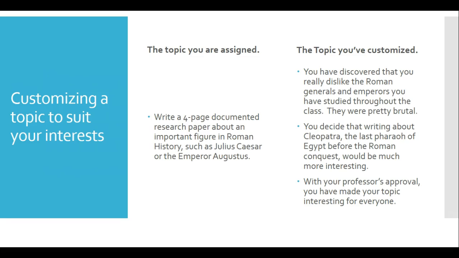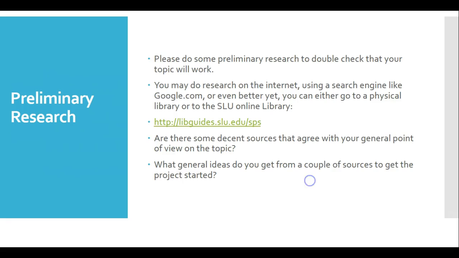And so I decided that writing about Cleopatra, basically Cleopatra VII, who was the last pharaoh of Egypt before the Roman conquest, would be much more interesting. So it's very helpful to get your professor's approval before you decide to do something creative like that. But I was fortunate that I wrote my paper about Cleopatra and it was quite successful.